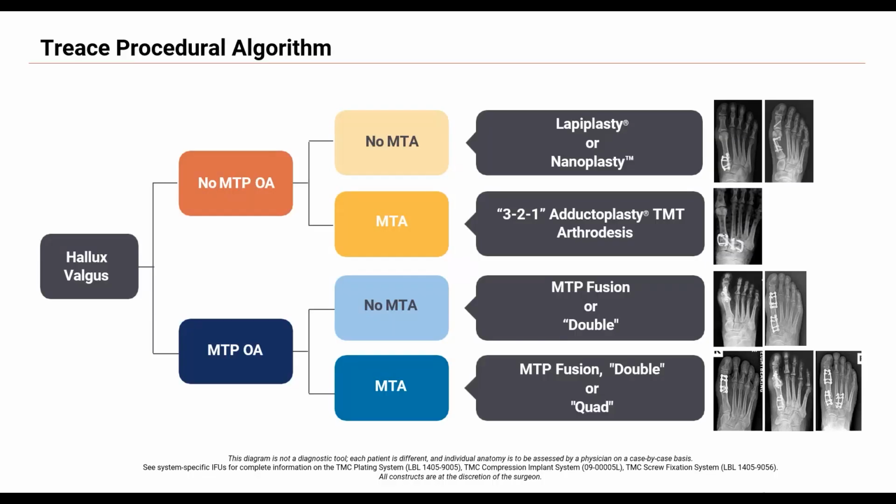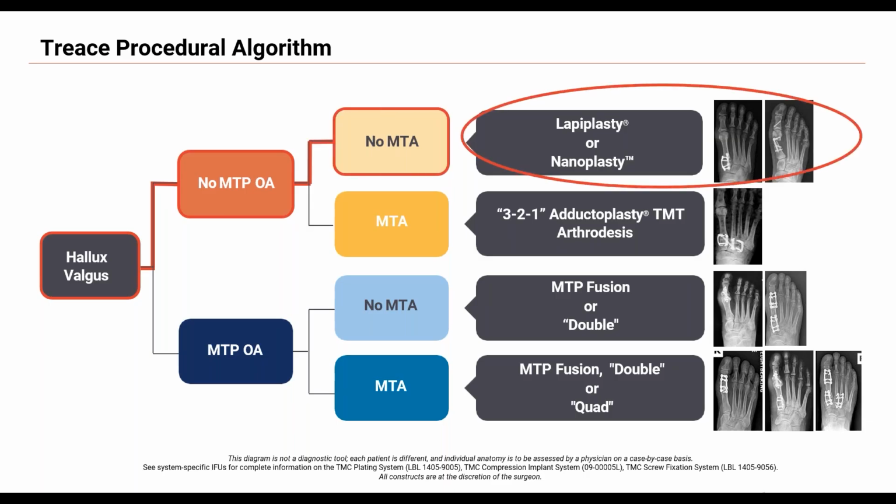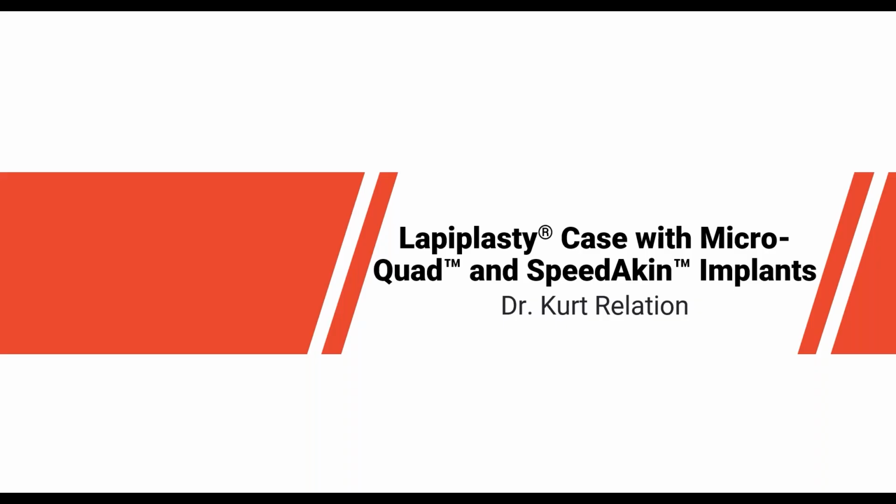So this is the algorithm. If you've been to a Treace course, you'll be familiar with this. Each time we introduce one of these concepts that you're most likely familiar with, we're going to then follow the algorithm here. What we're starting with is Lapiplasty or nanoplasty. I'm going to turn it over to Kurt, who is going to tell us about micro-quad, and also, if you have to do a little extra correction in the toe itself, the Speed Akin. Kurt?